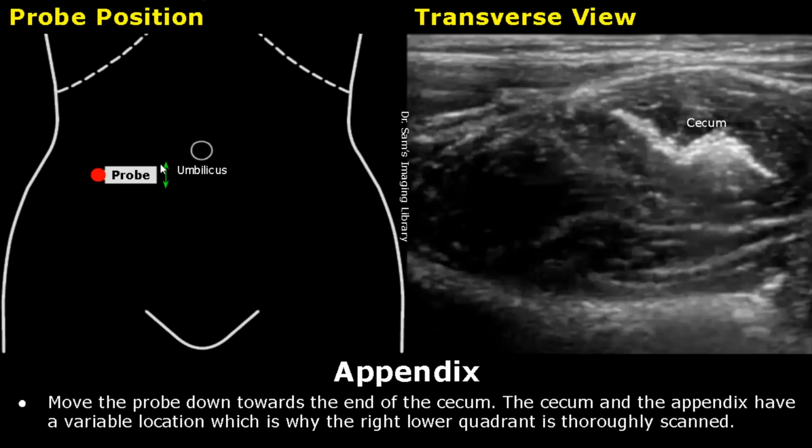Move the probe down towards the end of the cecum. This is done to make sure we thoroughly examine the right lower quadrant, and it helps us in locating the appendix if it is not found up till this point. Both the cecum and the appendix have variable location.